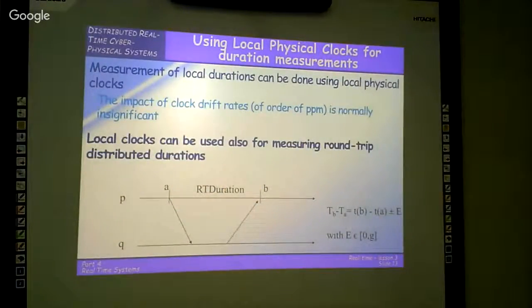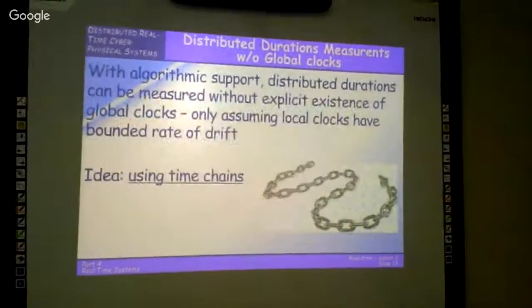So, local duration, fine. For a local physical clock, the drift rate is normally insignificant. I mean, the degree of error is so small that we don't care. And local clocks can be taken for measuring round trip duration. You see, from A to B, there are two events happening on P, and I use P's clock for this kind of measure. We can also, with some algorithmic support, try to measure distributed durations. What we are trying to do now is to understand how we could measure distributed events if we don't have a global time, but we have only local clocks.